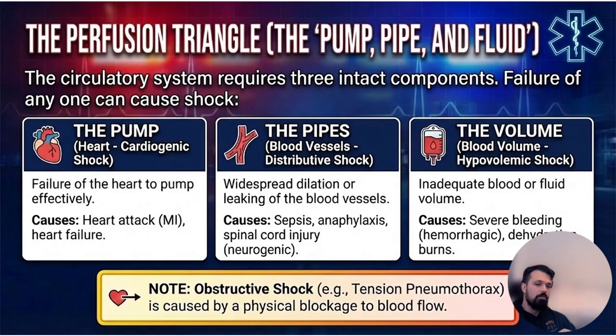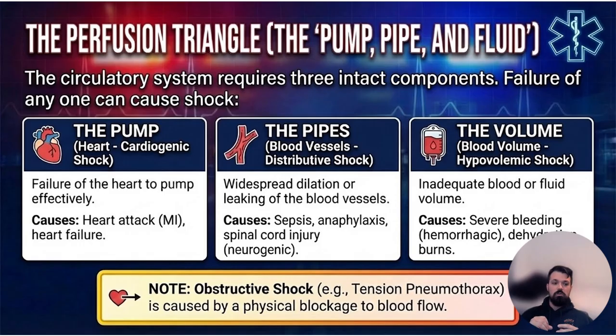When you have a pump problem, that's the actual heart. The heart beats, pushes blood out of the left ventricle, and perfuses the rest of the body through the ascending and descending aorta. It goes out into the smaller arterioles, arteries, capillaries, etc. Causes of pump issues could be a heart attack, an MI, myocardial infarction, as well as heart failure.